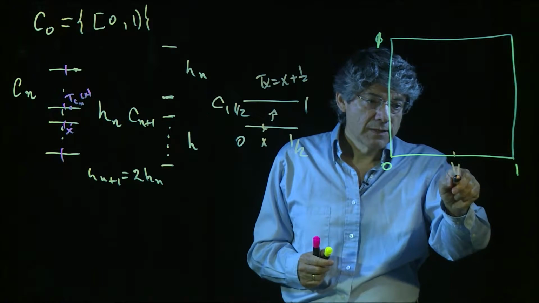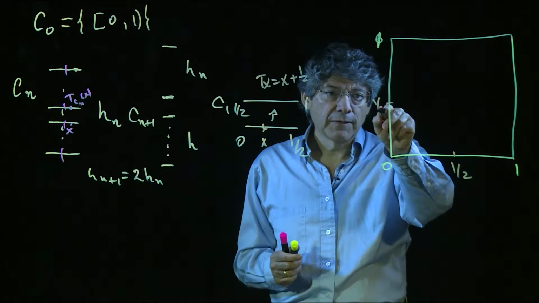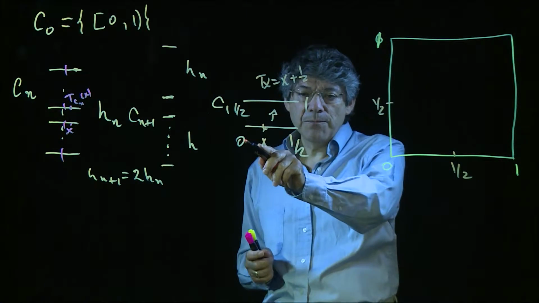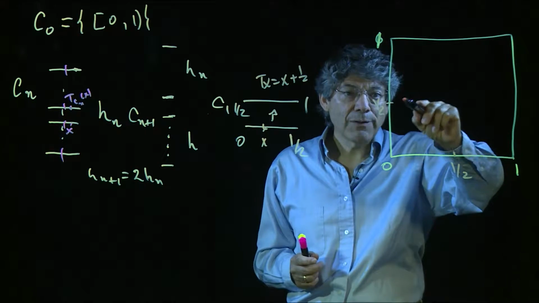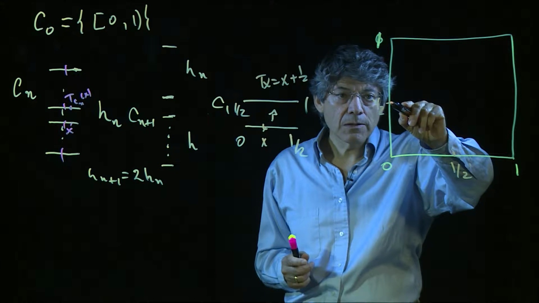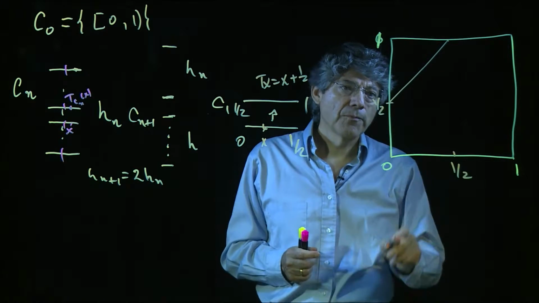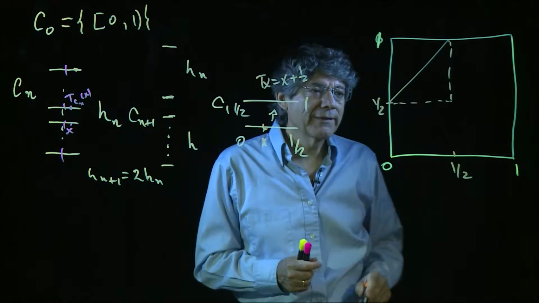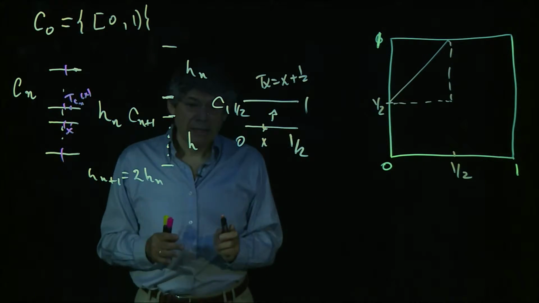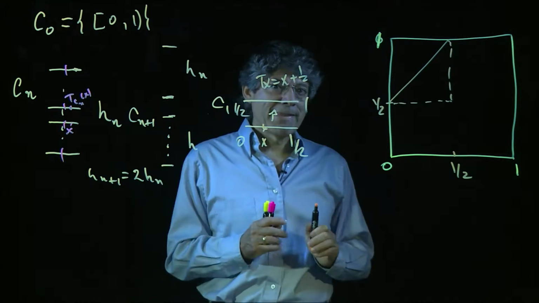We draw here 0, half, and 1. You can see that the interval 0 to half is sent to the interval half to 1. So the graph of T looks like this, roughly in the unit square. That's the graph of T.